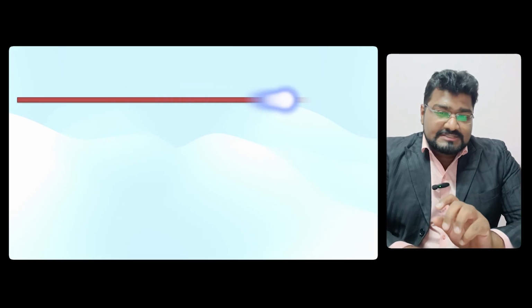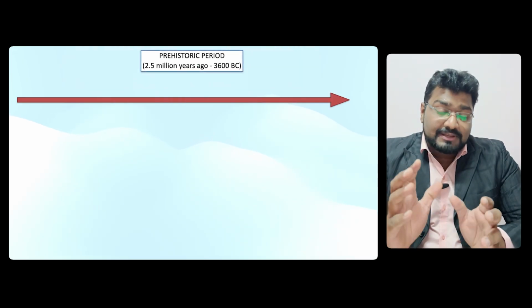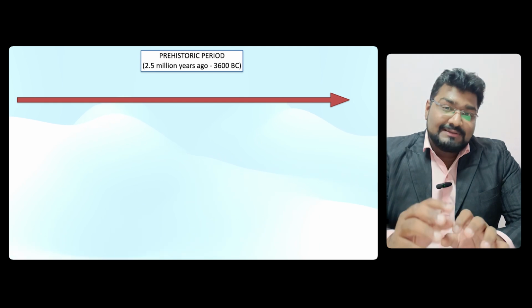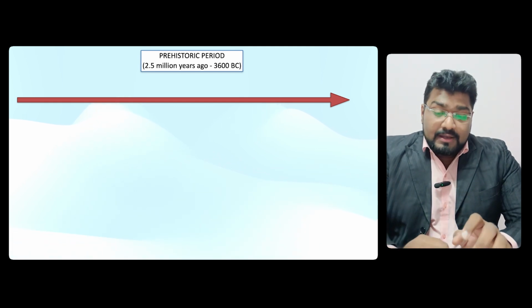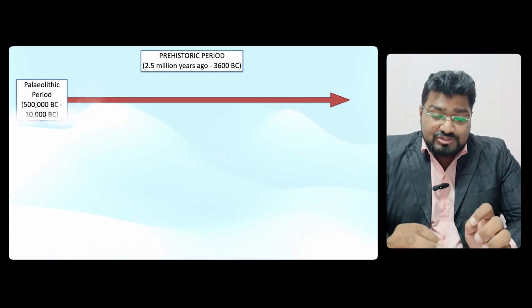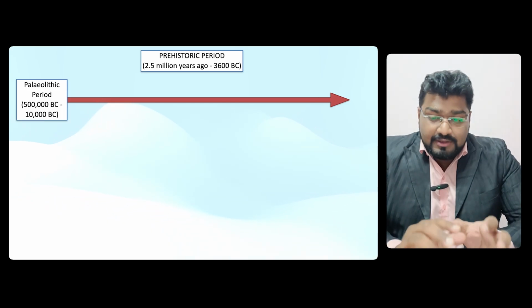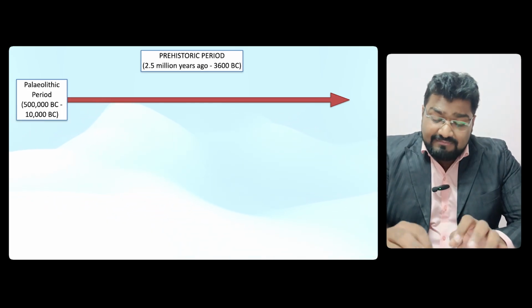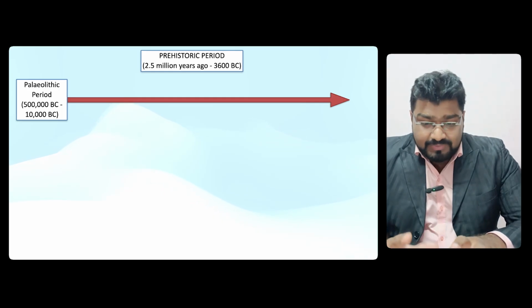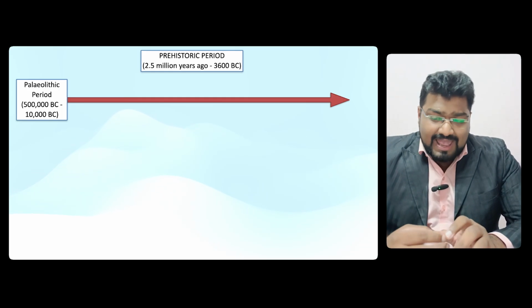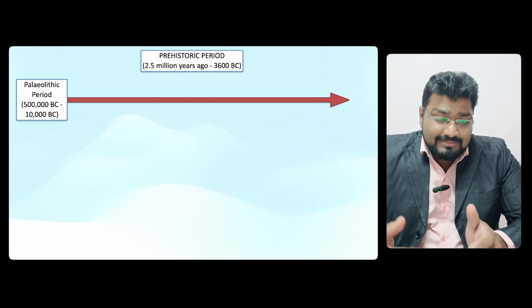Let's begin with the actual timeline of ancient history. The first period is called the prehistoric period. It spanned from 2.5 million years ago till 3600 BCE. Our journey begins over 2 million years ago in the shadow of caves and forests, where the earliest humans lived as hunters and gatherers. With each passing age, men sharpened their tools, and with them they also sharpened their minds.